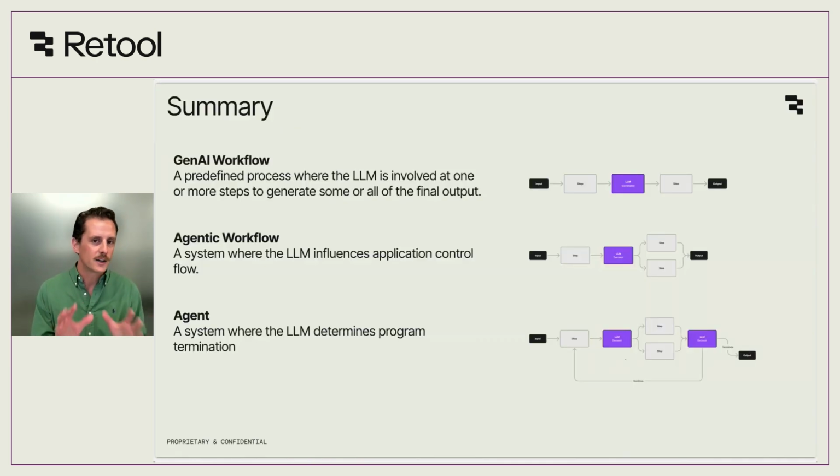So we defined our GenAI workflows, our agentic workflows, and our agents, where the agents are the systems where the LLM controls program termination. But agentic workflows are simpler to build, simpler to reason about, and simpler to debug usually. And I think there's an enormous amount of business value that can be delivered just with the agentic workflows before we even need to worry about building agents.